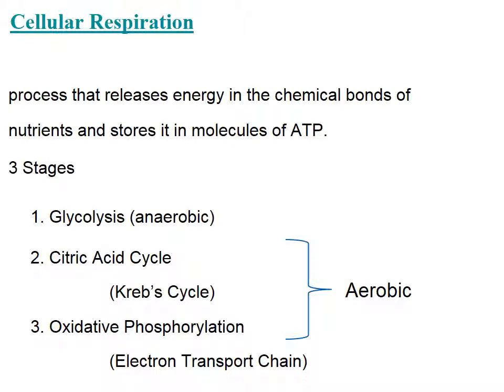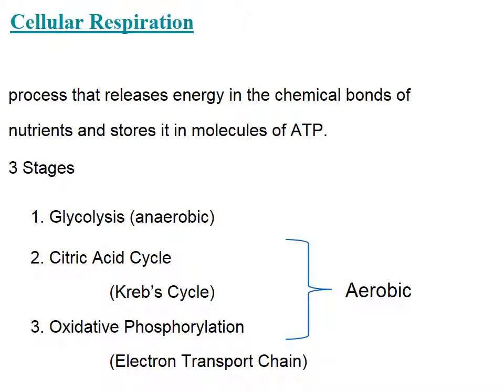Then the second 2 stages, does that make sense? The next 2, citric acid cycle, sometimes it's called the Krebs cycle, it's kind of the old name for it, but that's the dude that discovered it. So the citric acid cycle and oxidative phosphorylation, those 2 stages are called aerobic.